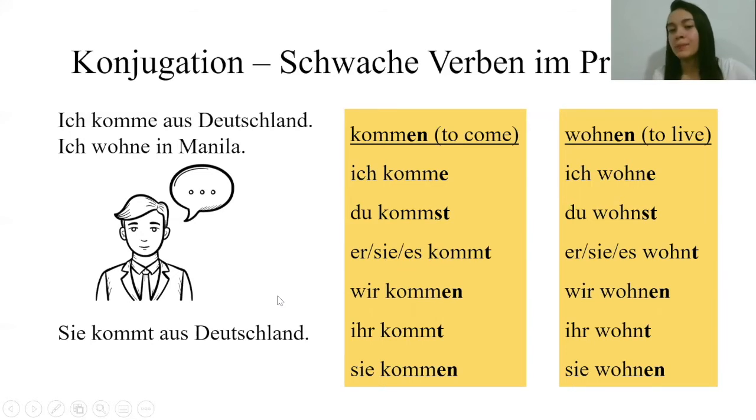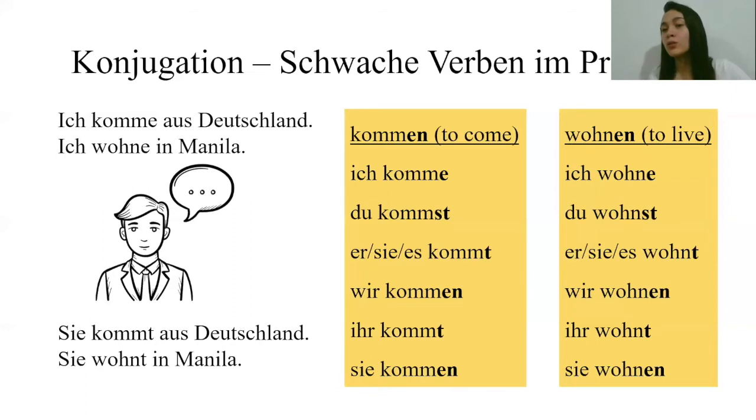She comes from Germany. And the same for the verb wohnen. Ich wohne, I live. We want to express she lives in Manila. So we look at the conjugation of wohnen and see she is still sie. And the fitting conjugation is wohnt. So the sentence is sie wohnt in Manila. So now we were able to build these sentences and to express information about another person because we learned or saw the conjugation of the verbs kommen und wohnen.